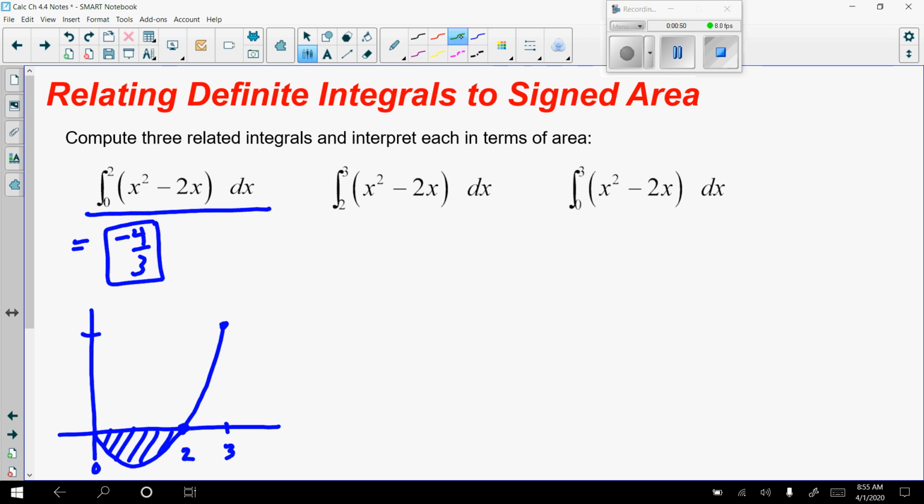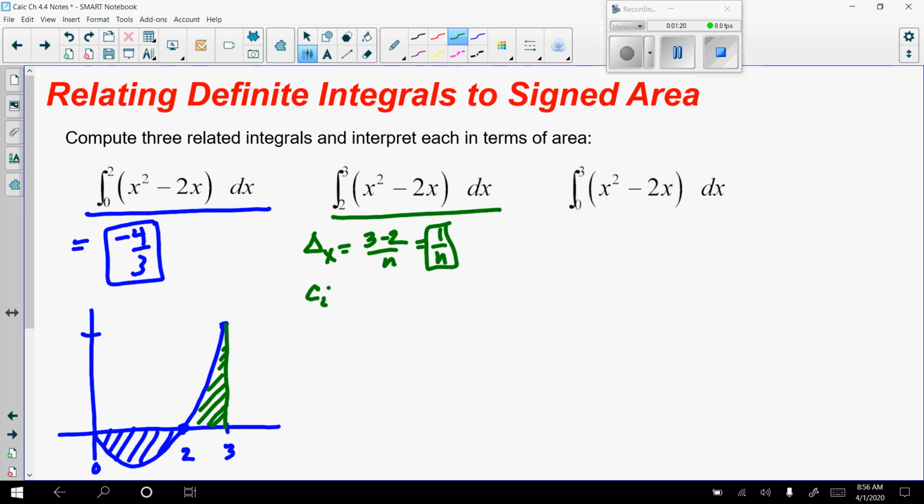So from 2 to 3, this next interval, it looks like this. So obviously that's going to be a positive shape. So let's find that next. Once again, I'm going to use right endpoints to find it. So delta x is going to be 3 minus 2 over n, or 1 over n.